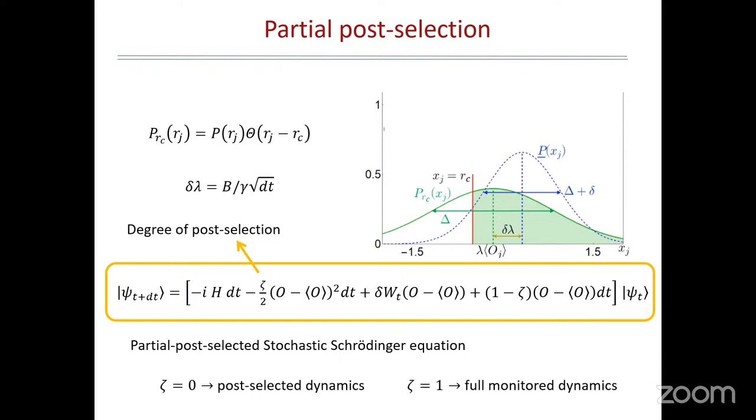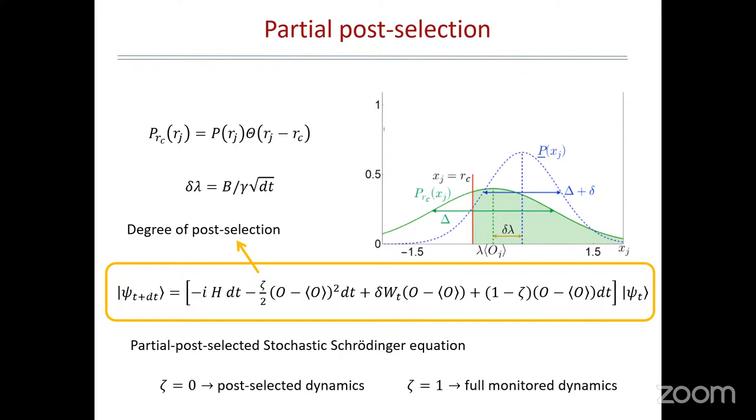Now, we can do that in the continuous limit, and the result is a modified stochastic Schrödinger equation in the presence of this partial post-selection. This is the yellow box. The first two terms, apart from the Hamiltonian, are the standard ones. And the new thing that we introduce is the final term, which, as you see, is a non-Hermitian contribution to the Hamiltonian. We call this a partial post-selected stochastic Schrödinger equation.